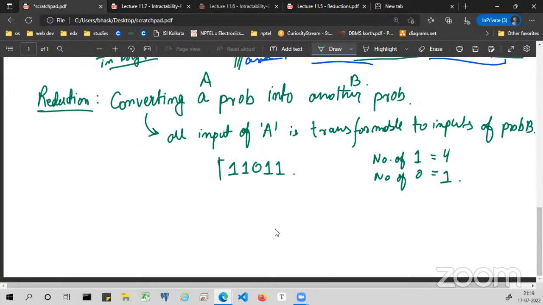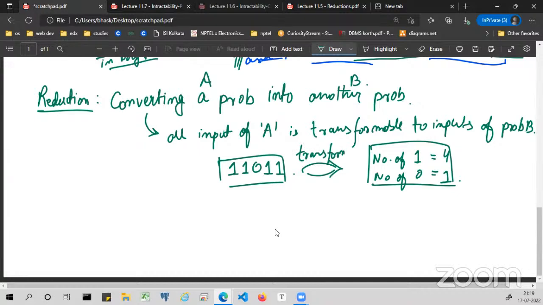Okay, the input of problem A is this one. The input of problem B is this one. So these two problems' inputs are different because these two problems are different. But I have mapped the input of problem A, the logic of it, into the logic of problem B. Getting the point? This mapping is what I am calling transform.